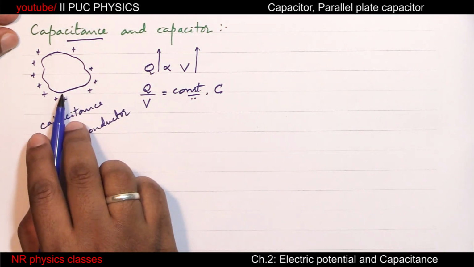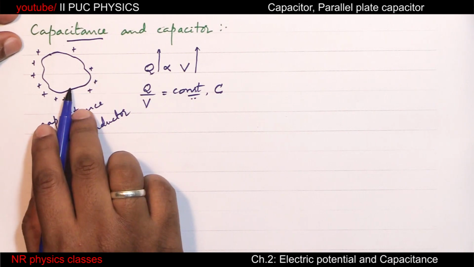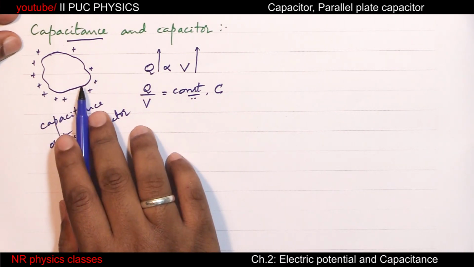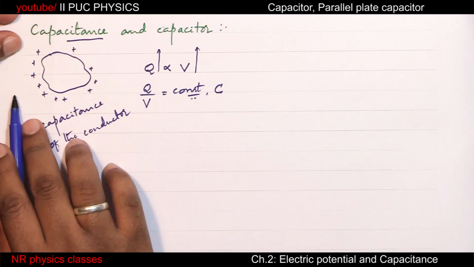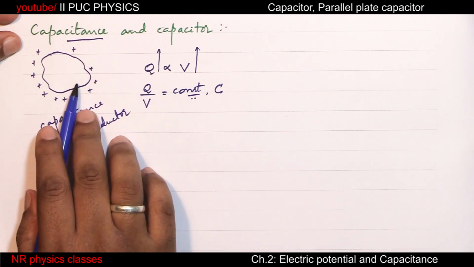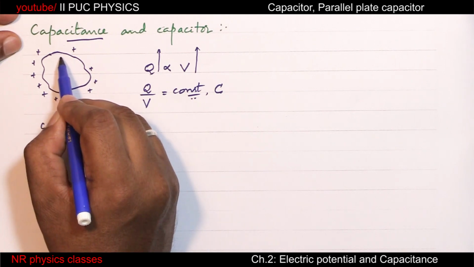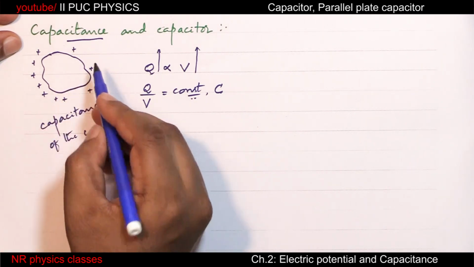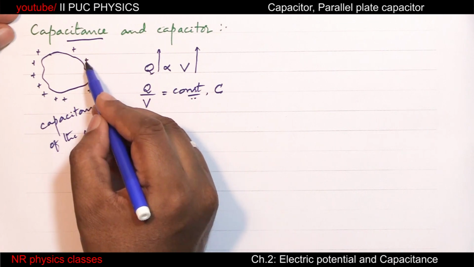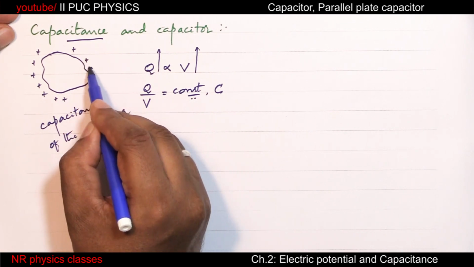So this conductor can hold some charge, it can store some charge, and it has no infinite capacity to hold charge. Means indefinitely this conductor cannot be charged. If we keep giving charge to this conductor, then there exists repulsion between like charges, and that repulsion increases.